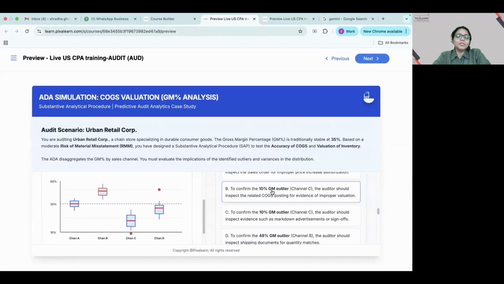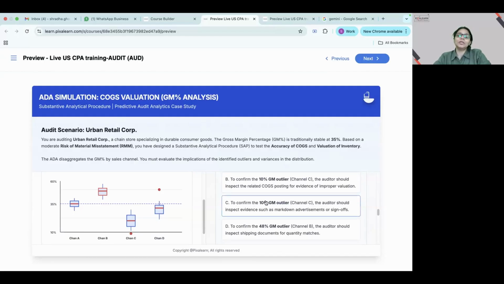To confirm the 10% gross margin outlier in channel C, the auditor should inspect the related COGS posting for evidence of improper valuation. To confirm the 10% gross margin outlier in channel C, this particular outlier in channel C, the auditor should inspect evidence such as markdown advertisements or sign-offs. And to inspect a 48% gross margin outlier in channel B, the auditor should inspect shipping documents for quantity matches.